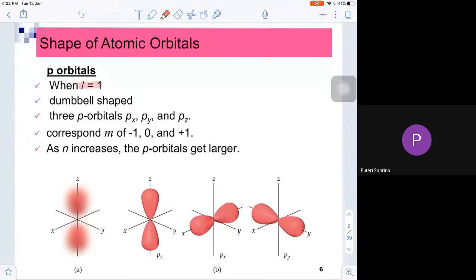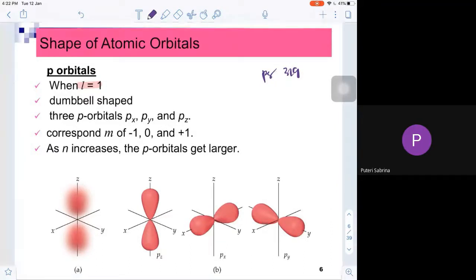Okay, it has two loops. As for these p orbitals, there are three orientations in space. If you look at the orbital in the textbook, starting from page 314, the shape of orbital, look at page 319 for the orbital.